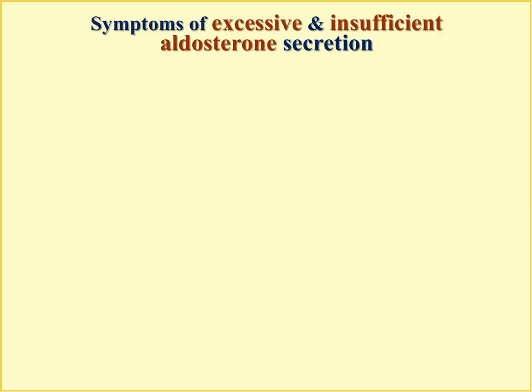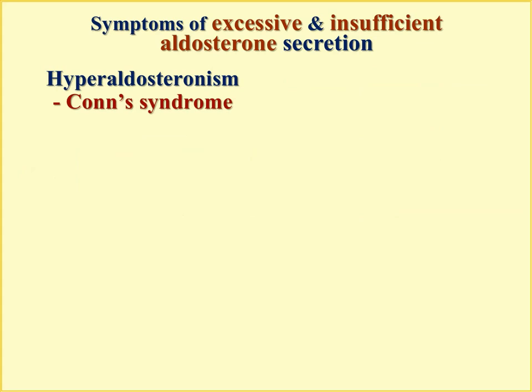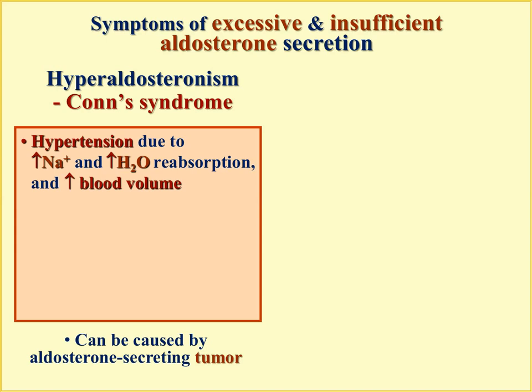Symptoms of excessive and insufficient aldosterone secretion can be easily deduced from normal effects of the hormone. Hyperaldosteronism, excess of aldosterone, is usually Conn syndrome, and it can be caused by a tumor that secretes aldosterone. There are some tumors that secrete aldosterone, and so excess of hormone occurs. And so you can see, first, excessive sodium reabsorption, and correspondingly water reabsorption is higher than normal. So blood volume increases and hypertension develops, blood pressure increases. So hypertension is due to sodium and water excess.